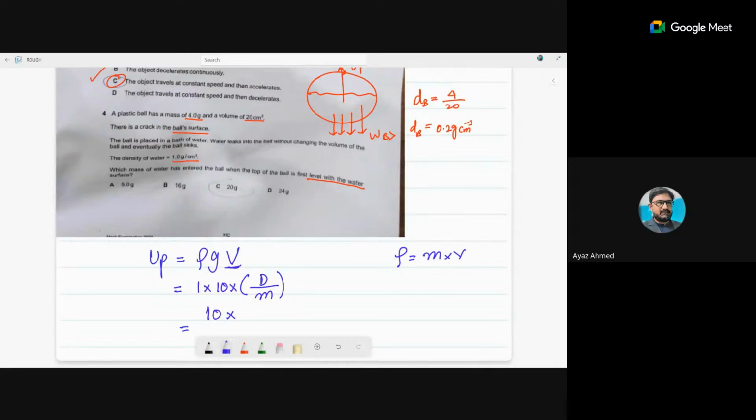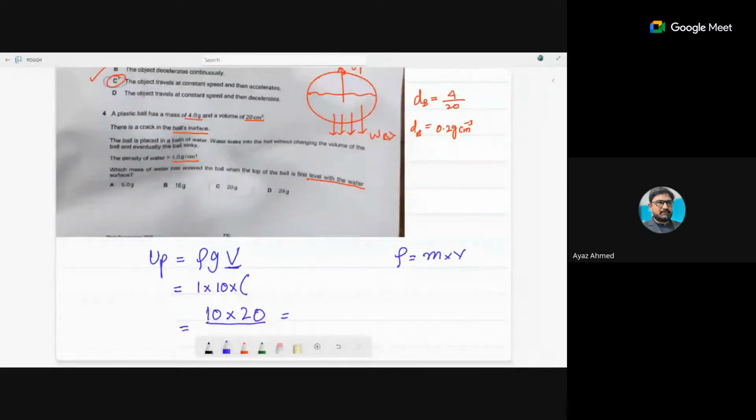No, we have calculated the volume. The overall volume is given to us. Wait. Overall volume is given to us. That is how much? 20. So 20 means it is 200 Newton.